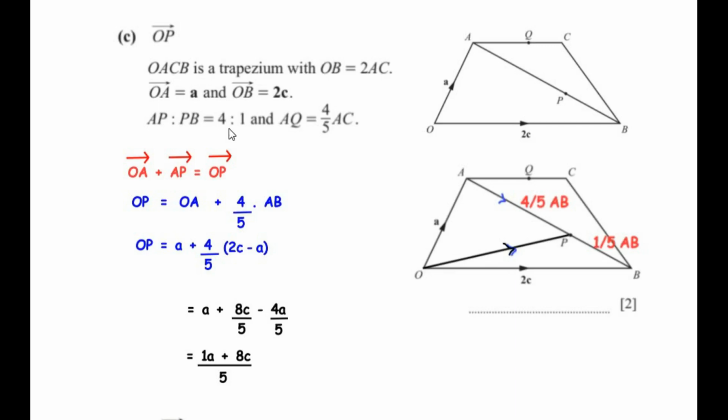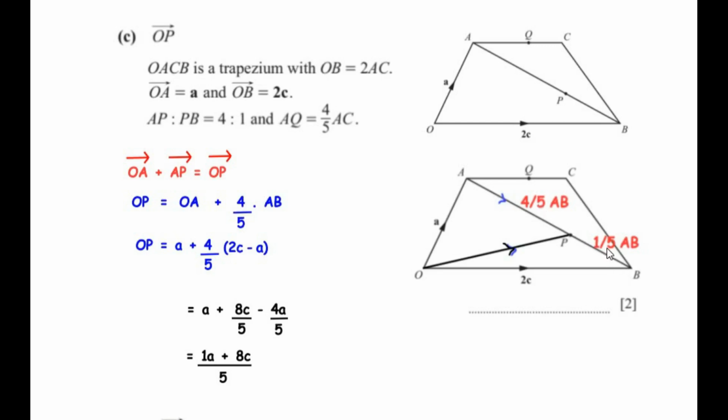Next we are going to make use of this information, that is AP is to PB is equal to 4:1. Now the points A, P and B lie on the line AB. So this means that AP occupies 4/5, that is 4 over 4 plus 1. So it becomes 4/5 of the line AB, and PB takes 1/5 of the line AB. So here we have marked AP and PB.